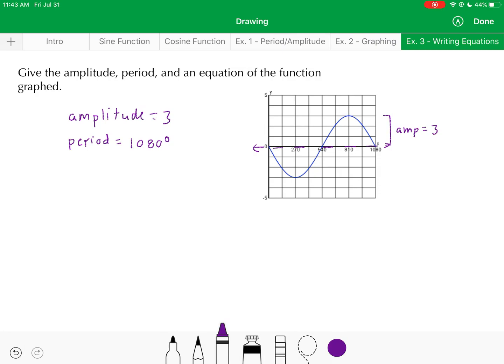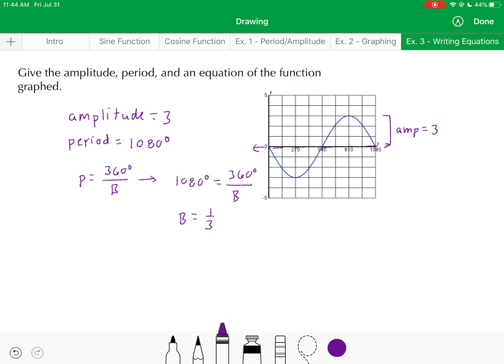Now I can use the period to come up with the b value that's associated with the equation, okay? So we said that the period is always equal to 360 degrees divided by the b value, right? Well, we know that period to be 1080, so we set that equal to 360 over b. We can solve here. Basically, you're going to end up taking 360, dividing that by 1080, and you'll get b to equal 1/3. Okay? Now I've done all the calculations I've needed in order to come up with my equation.